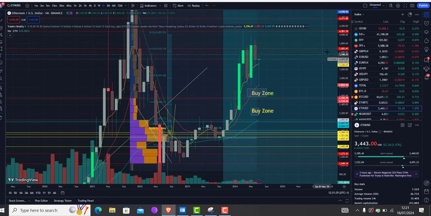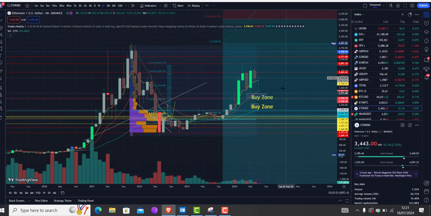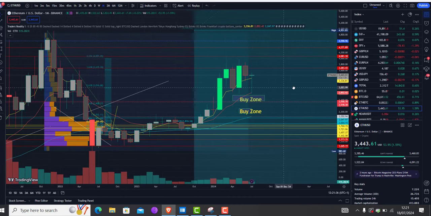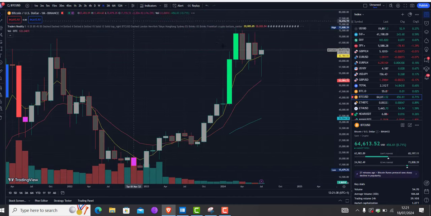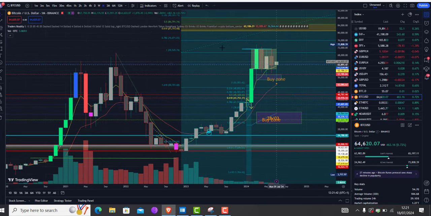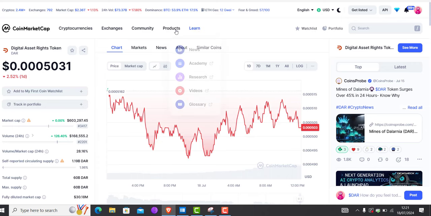If we take a look at the monthly time frame, Ethereum is looking pretty good as well. Bitcoin is looking pretty good on the monthly time frame as well, okay? So let's take a look at digital assets.